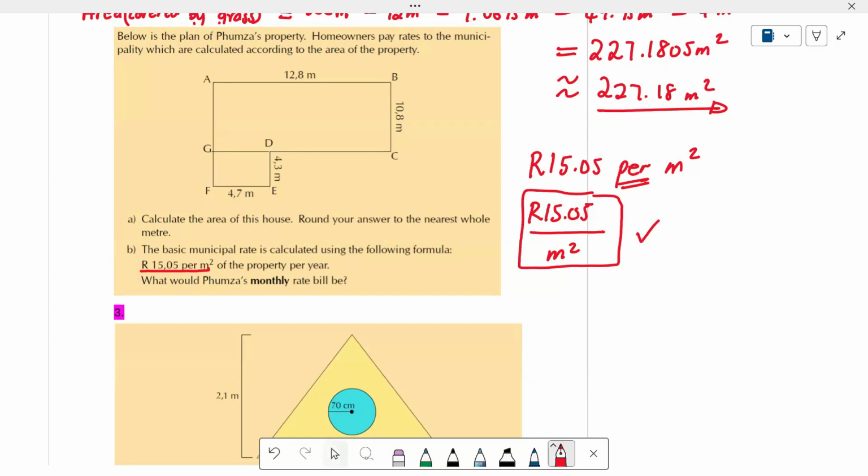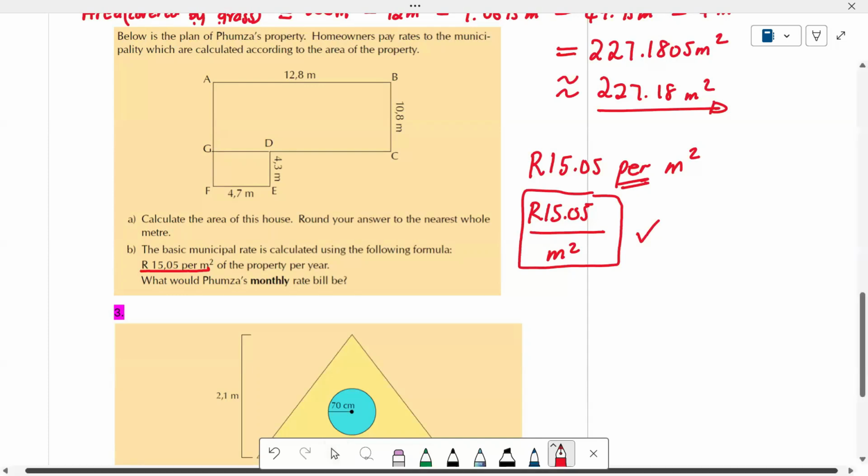What does that mean? If they're saying that the rate that she pays is 15.05 per meter squared, if you were to just explain it practically, what does that mean? Doesn't it mean that 1 meter squared equals 15.05? Yes, that's exactly what it means. For every 1 meter squared of property, she's paying 15.05. Well done, Tiara.